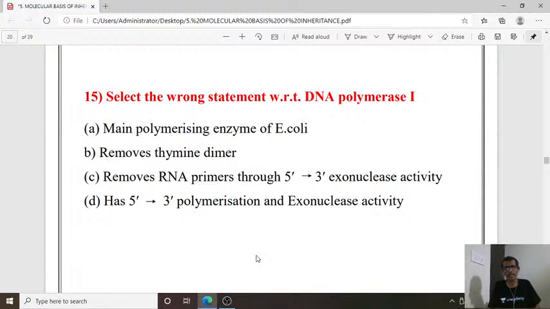The 15th one. Select the wrong statement with respect to DNA polymerase 1 enzyme. It is the main polymerizing enzyme of E. coli. No, it is not the main polymerizing enzyme of E. coli. It is DNA polymerase 3. So there are DNA polymerase 1, 2 and 3. So the right answer is A. It is not the main polymerase enzyme of E. coli.